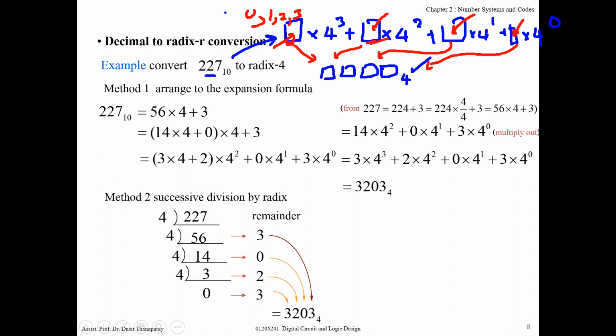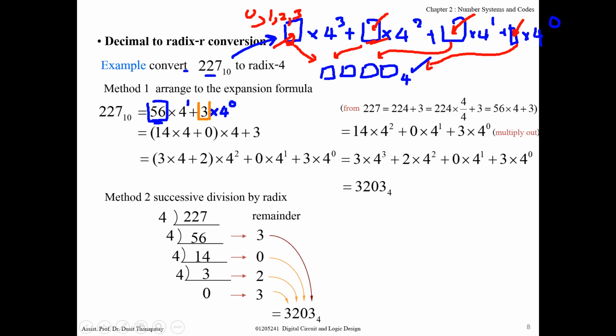So for the detail, what can I do? For example, for 227, it's equal to 56 multiplied 4 plus 3, right? And for this one, if you treat this one as coefficient, that means it's 56 multiplied 4 to the power of 1, and the 3 is multiplied 4 to the power of 0, right?